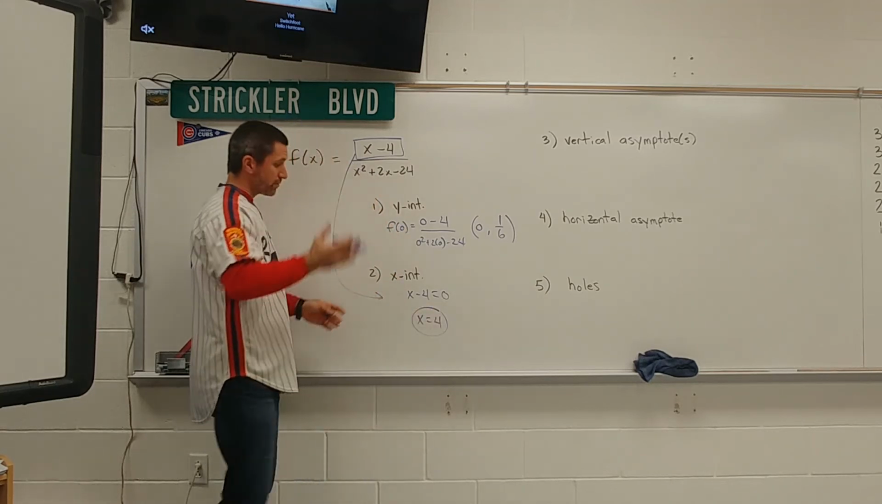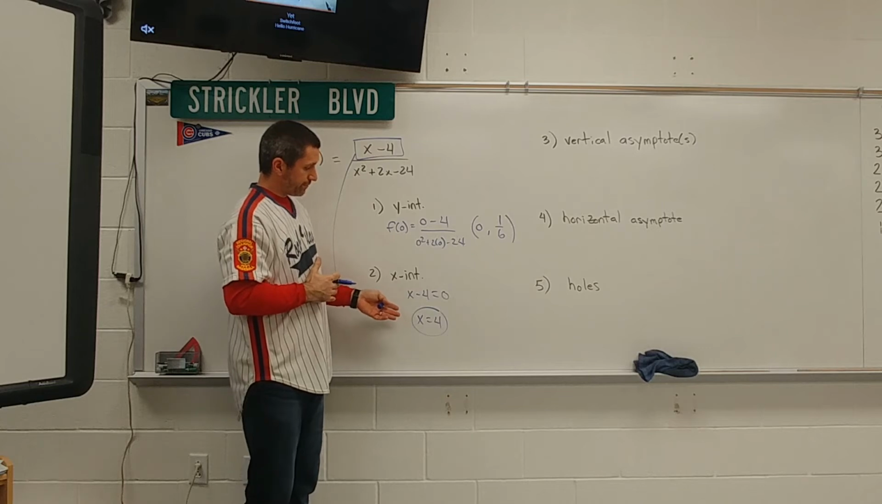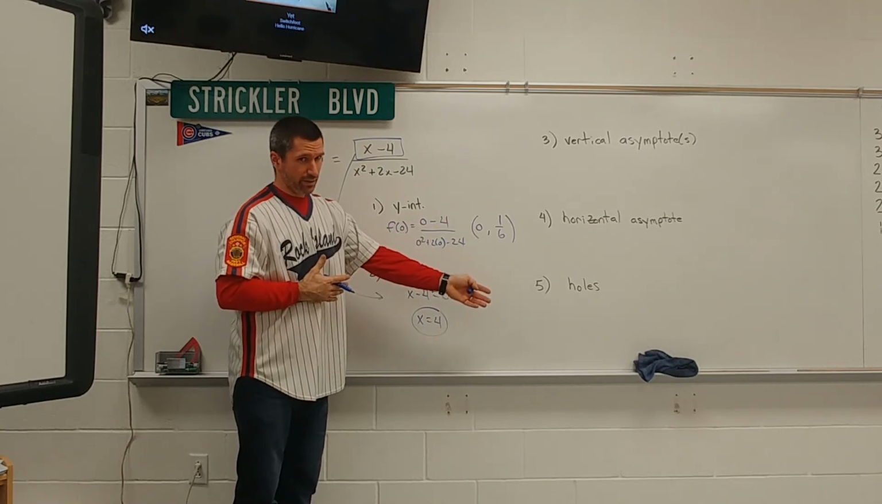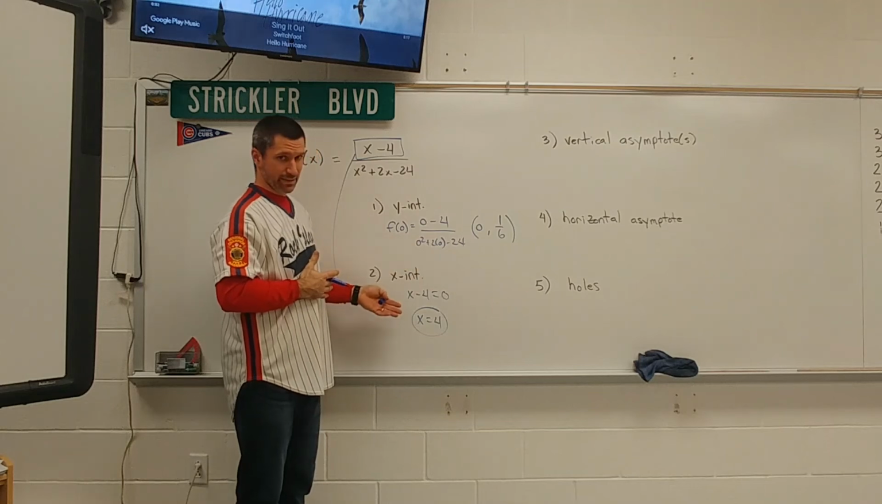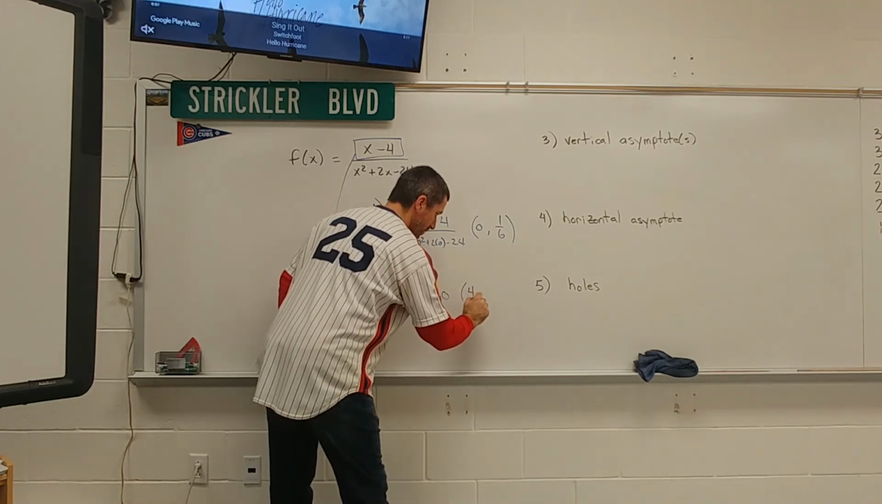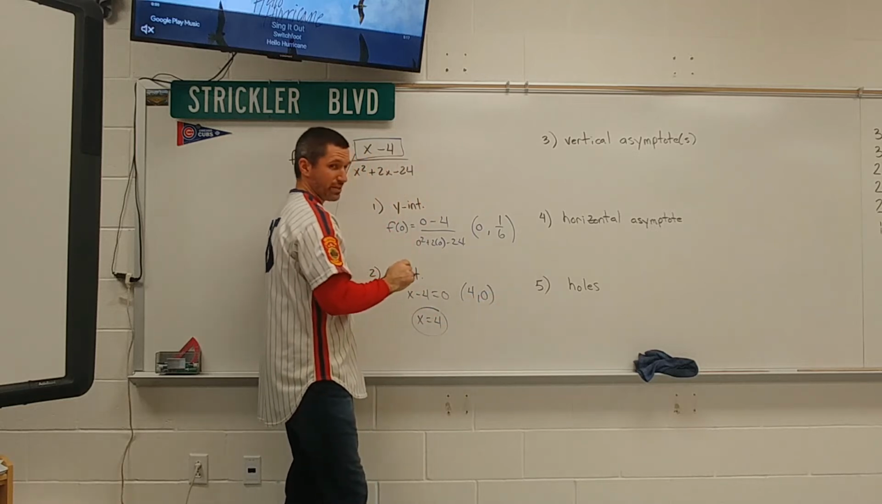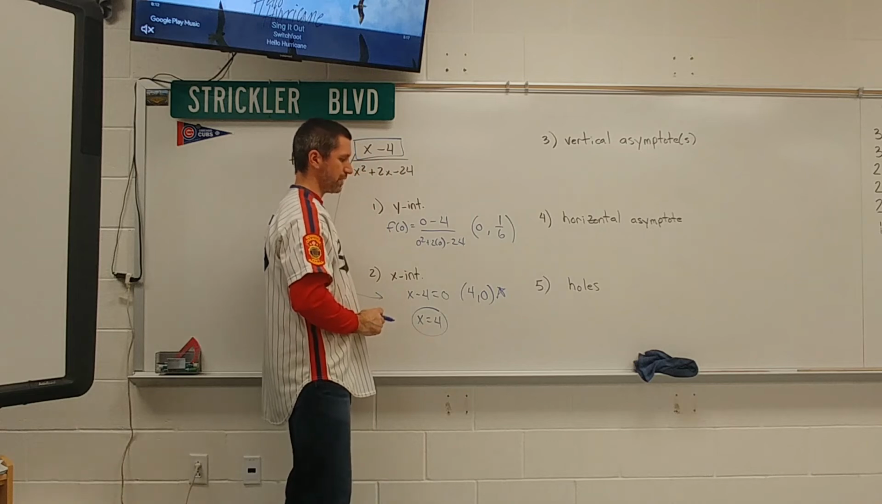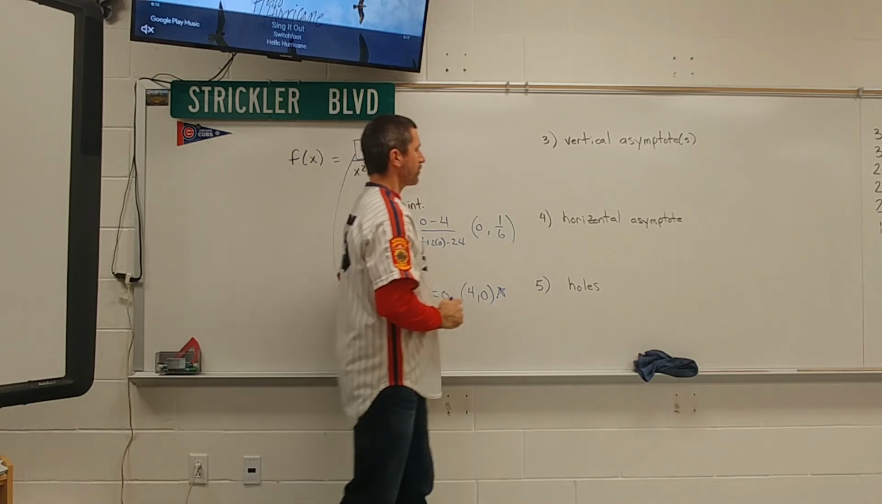Okay? So now we want to look at if there's a hole later on, this thing might not exist at x equals 4. For the moment, let's write it down and put a pin in that for later. Come back to this. That's a star.